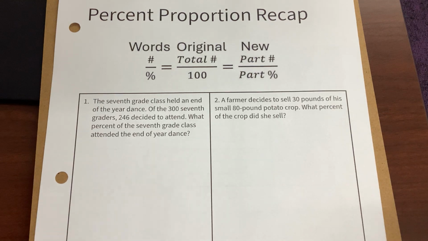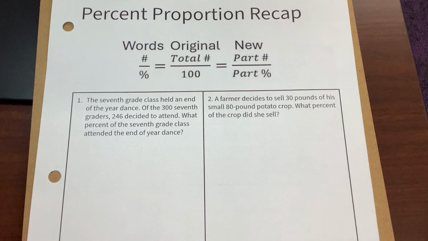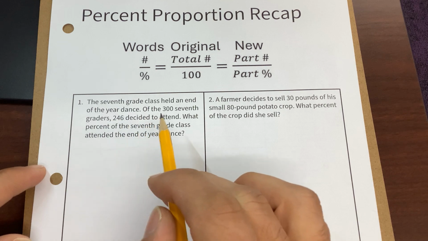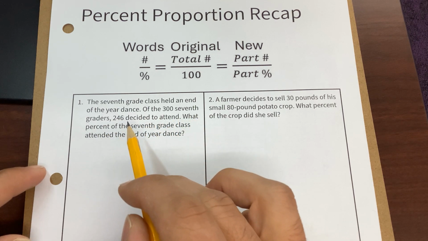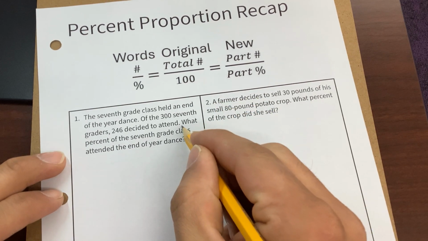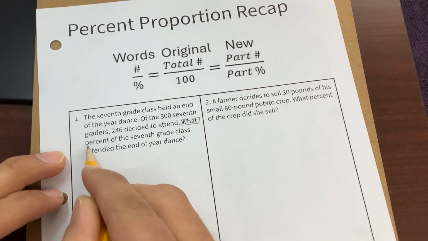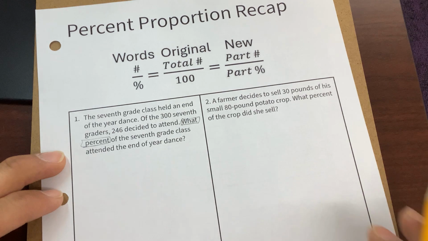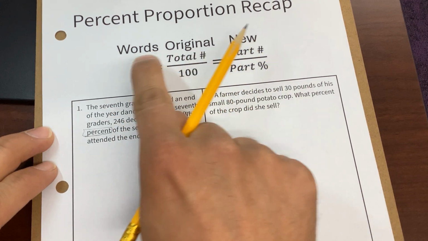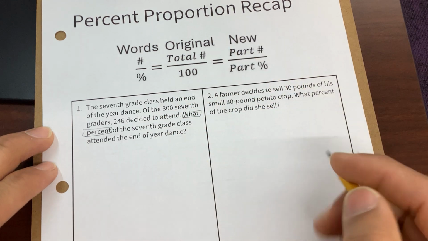All right, so we're going to start off today's lesson by helping us remember how we solve for a percent of a number. So in our first example, we have the seventh grade class, and they held an end of the year dance. Of the 300 seventh graders, 246 decided to attend, and it's asking what percent, and it's a big keyword, so I'm going to put a box around what percent of the seventh grade class attended the end of year dance.